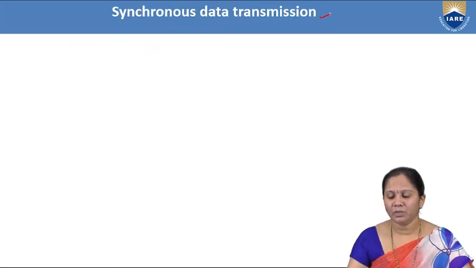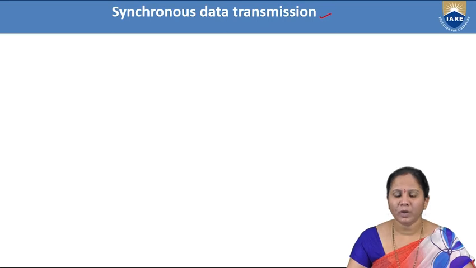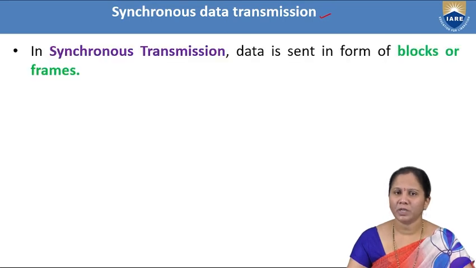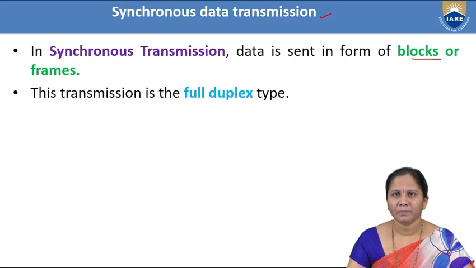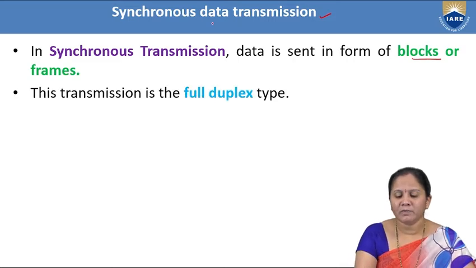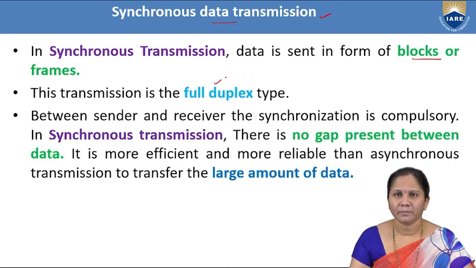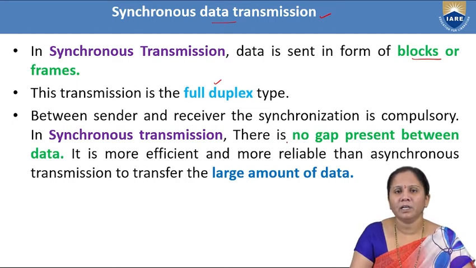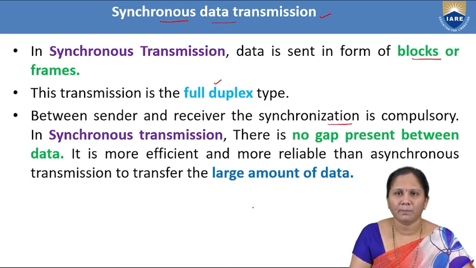Now, coming to the synchronous data transmission, while transmitting the data from transmitter to the receiver, the data will be transmitted in the form of blocks or frames. This type of synchronous data transmission supports full duplex communication. Here, between the sender and receiver, synchronization is compulsory. That is why it is called synchronous data transmission.